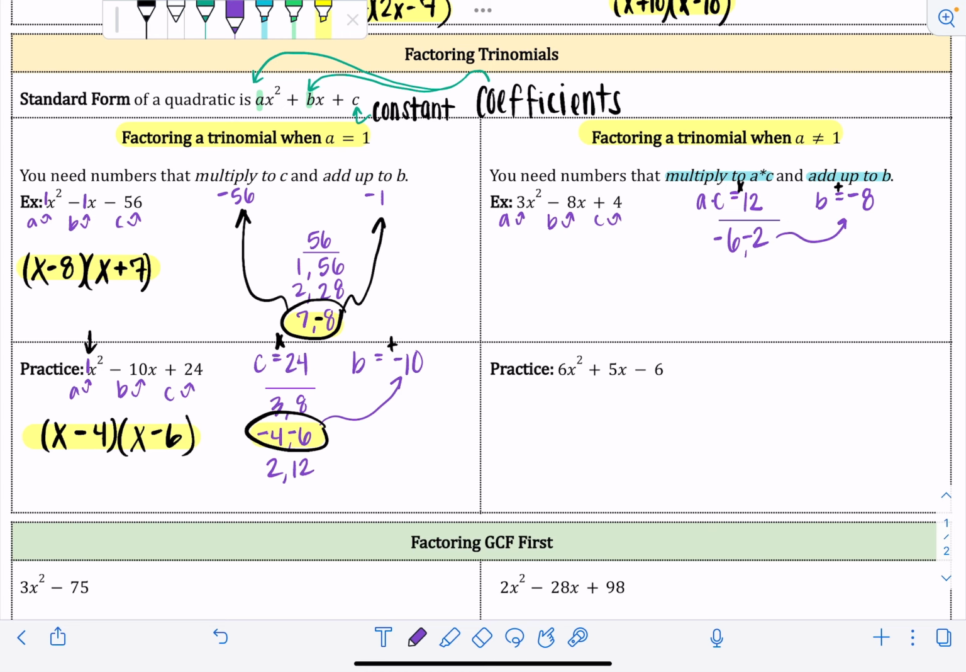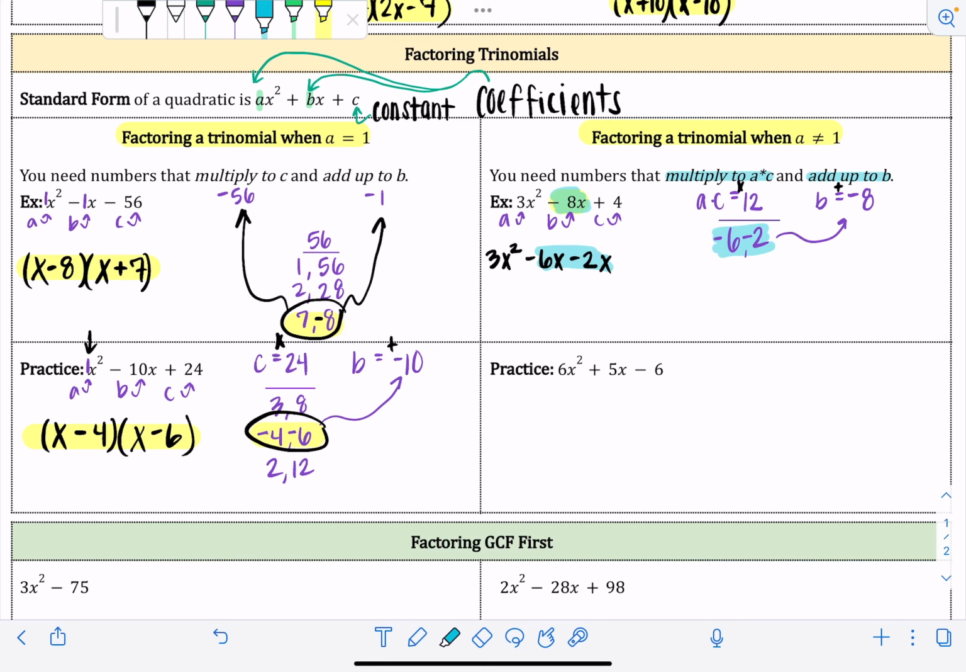Okay, so now we're going to take those and use them to break down this negative 8x. The first term is going to stay the same. That's going to be 3x squared. The order of this next part doesn't matter. So instead of negative 8x, I'm going to break it down to negative 6x minus 2x. From here to here, I didn't change the value of that term. I just broke it into two separate terms based on what I did on the right side.